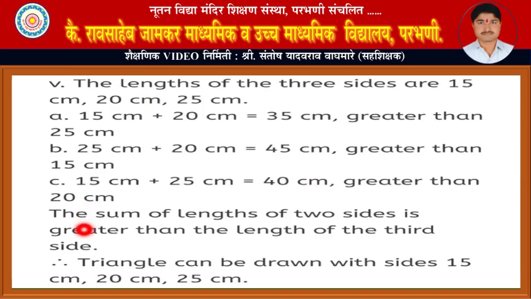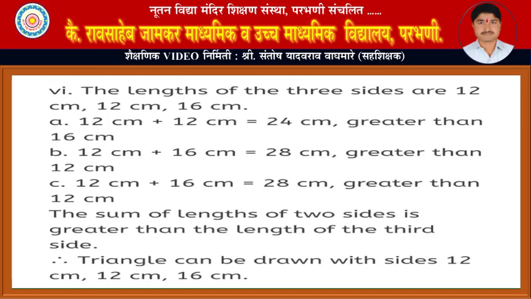Now we write the reason. The sum of the lengths of two sides is greater than the length of the third side in all three conditions A, B and C. Therefore, triangle can be drawn with sides 15 cm, 20 cm and 25 cm.